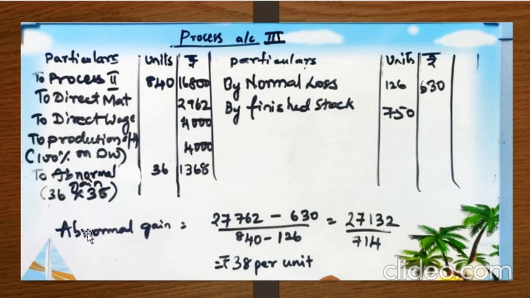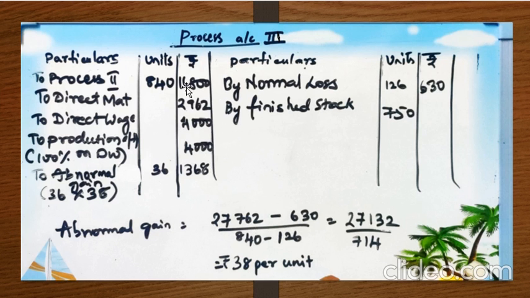Now you will find out the value of your abnormal gain. What is the cost per unit? The same formula as abnormal loss and abnormal gain. So abnormal gain is equal to total cost minus normal loss cost, divided by total units minus normal loss units. So what is your total cost?